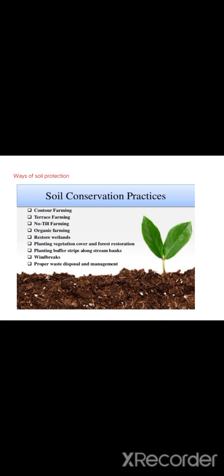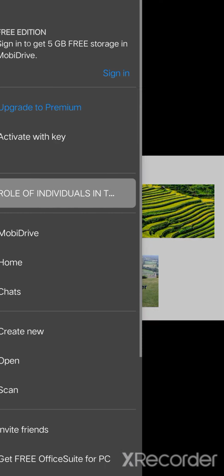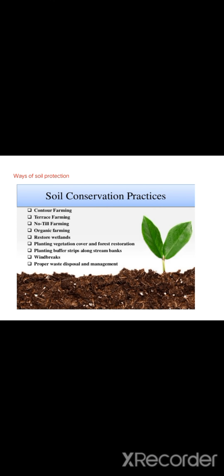Next is soil conservation practices. First one is practice contour farming. In this slide, the first picture shows contour farming. Contour farming is the practice of tilling sloped land along lines of consistent elevation. What is the advantage of contour farming? It reduces soil loss from surface erosion.